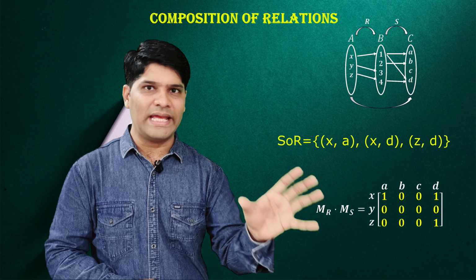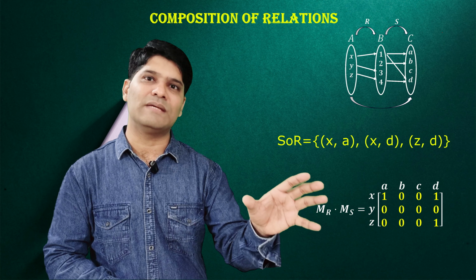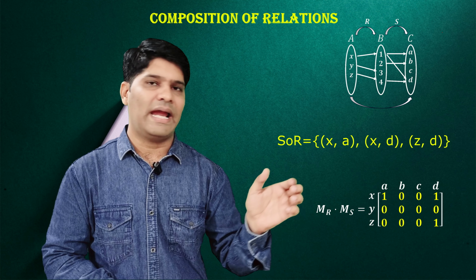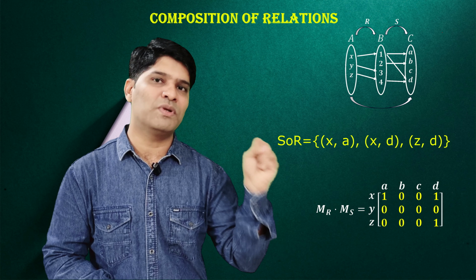Now those who like coding, they can write a simple code for this, wherein the user enters the relations R and S, and you give the composition relation as an output. We will discuss more examples in the next video.